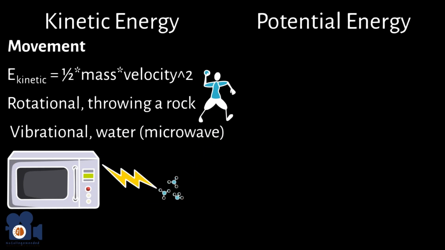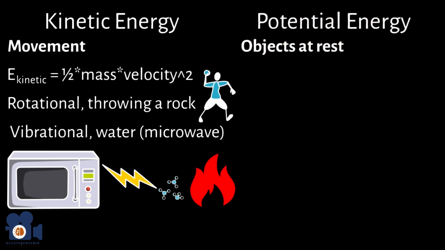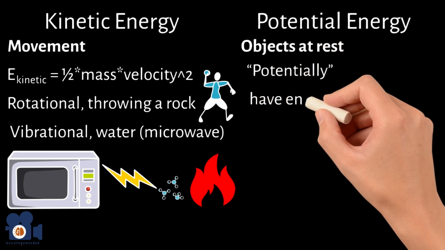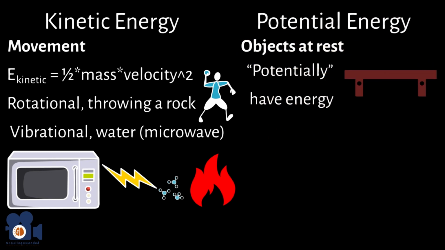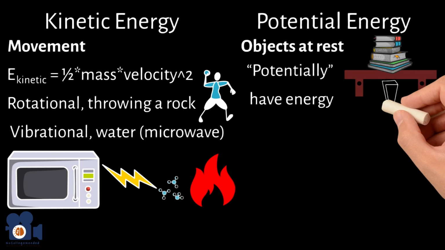Potential energy is a kind of the opposite to kinetic as it pertains to objects at rest. The best way to think of it is that these objects potentially have energy, such as a book on a shelf. If the shelf breaks, that book is coming down with energy.